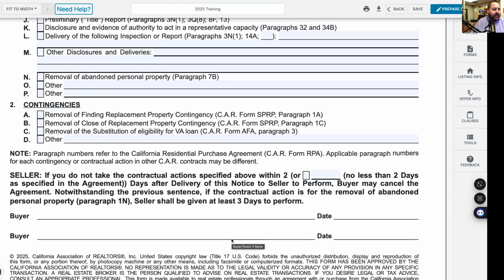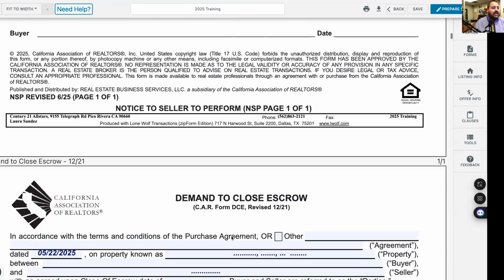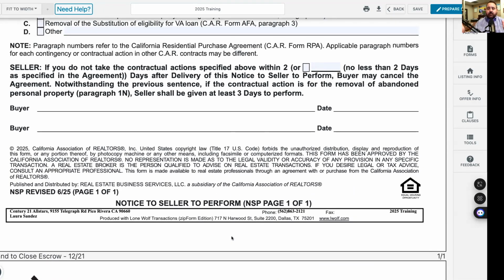So just like the buyers, if you do not take the contractual action specified above within no less than 2 days as specified in the agreement, days after delivery of this notice to seller to perform, buyer may cancel the agreement. Notwithstanding the previous sentence, if the contractual action is for the removal of abandoned personal property, seller shall be given at least 3 days to perform. Okay? It's fair. Right? Buyer signs, sends it to the seller. Again, just like the notice to buyer to perform, there's no requirement for the seller to acknowledge that they received this in order for it to be valid.